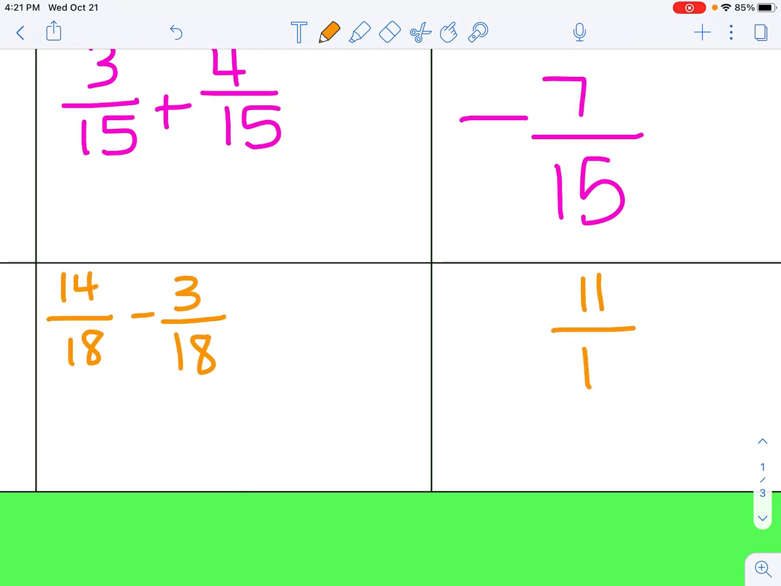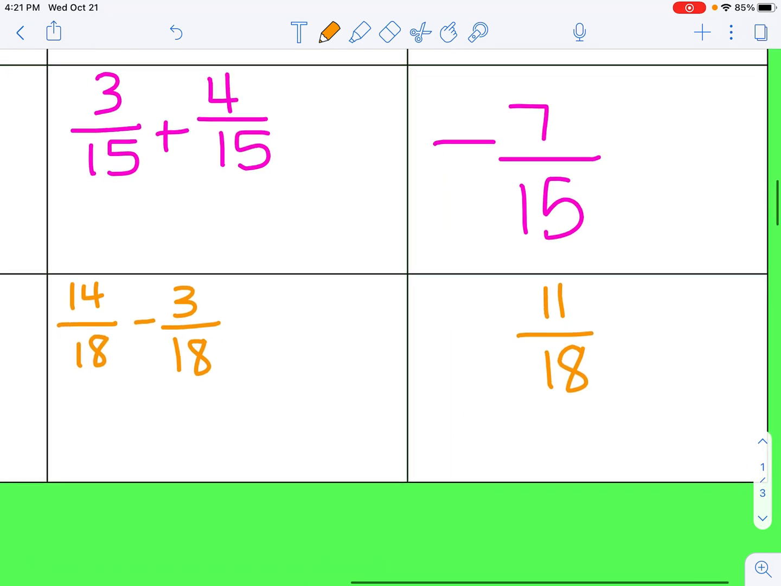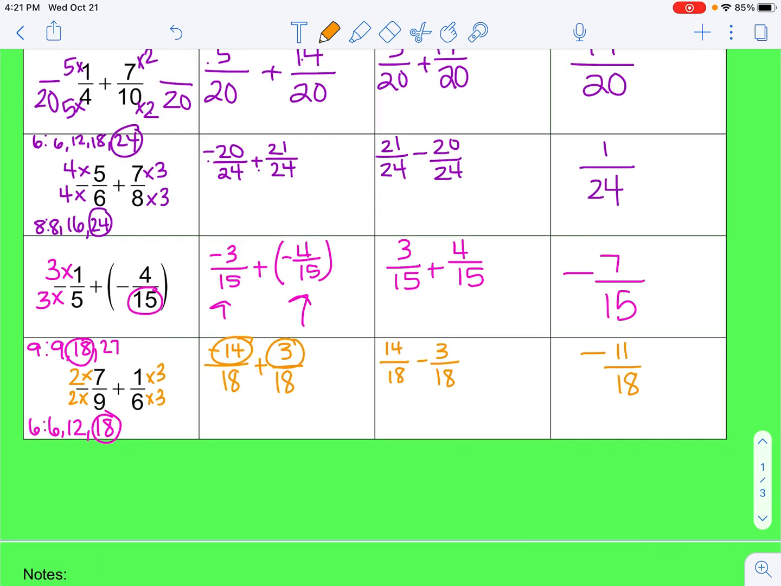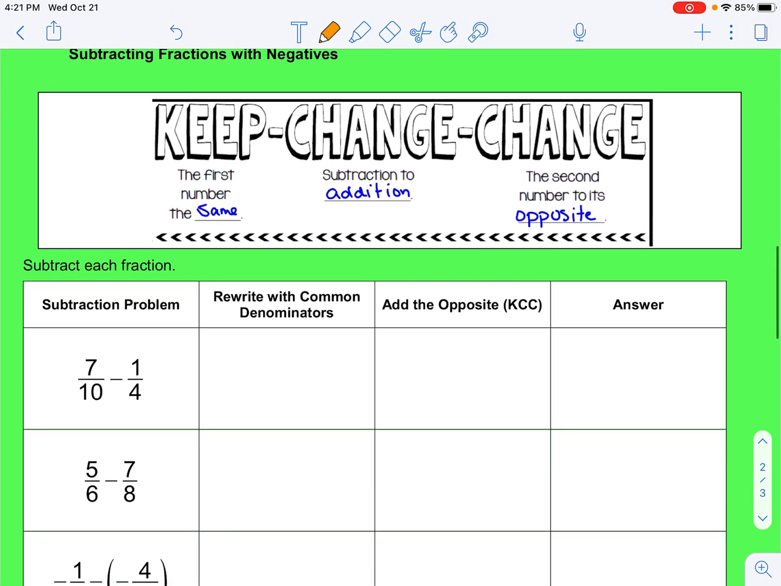14 minus 3 is 11. My denominator stays the same. But now we need to figure out if our answer is positive or negative. So which number is bigger, 14 or 3? Right, 14 is, and 14 is negative, so my answer is negative 11 over 18. Alright, so that's adding. Now let's move to subtracting.